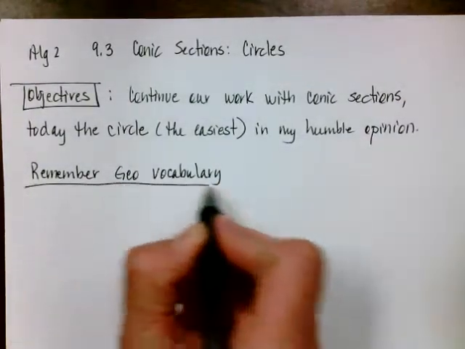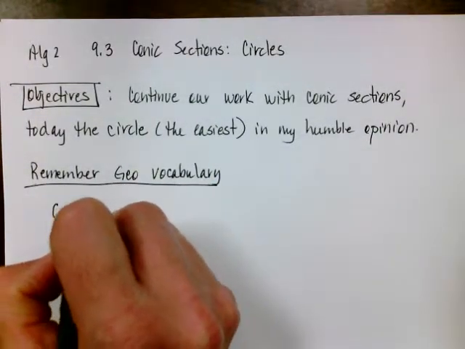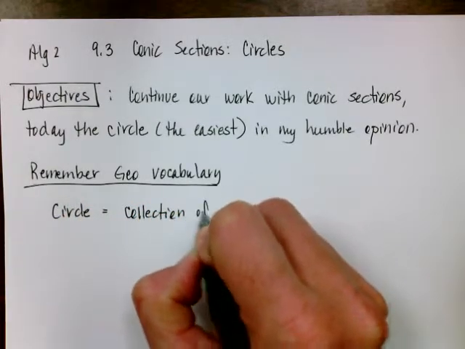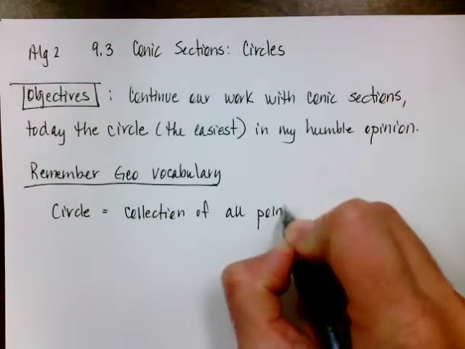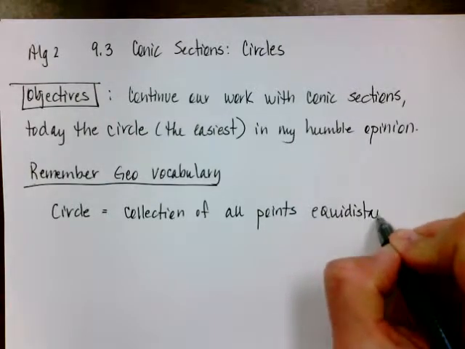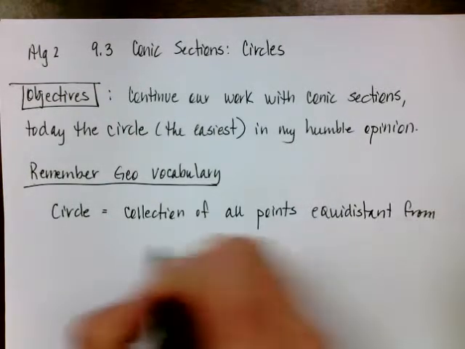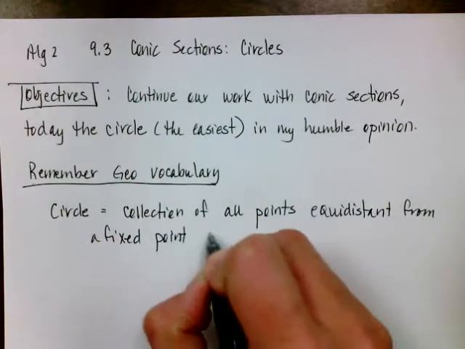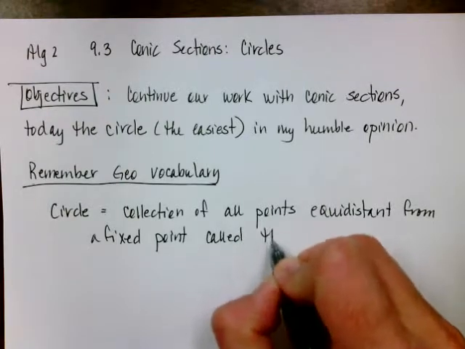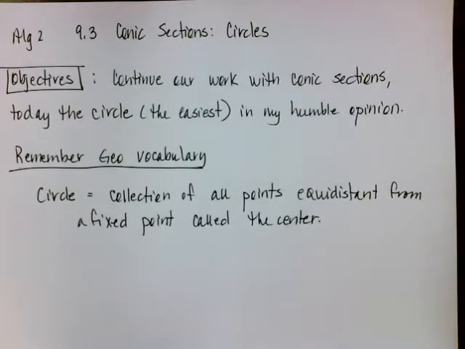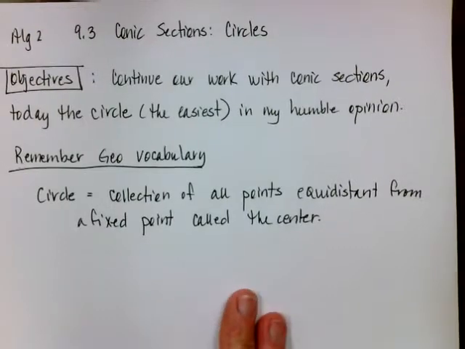All right. So let's talk about a circle first off, since that's what we're working with today. The circle is a collection of all points in a plane that are equidistant from a fixed point called the center. Okay, and we talk about it being in a plane because it's two-dimensional. If we put it in a three-dimensional geometry, then it becomes a sphere.